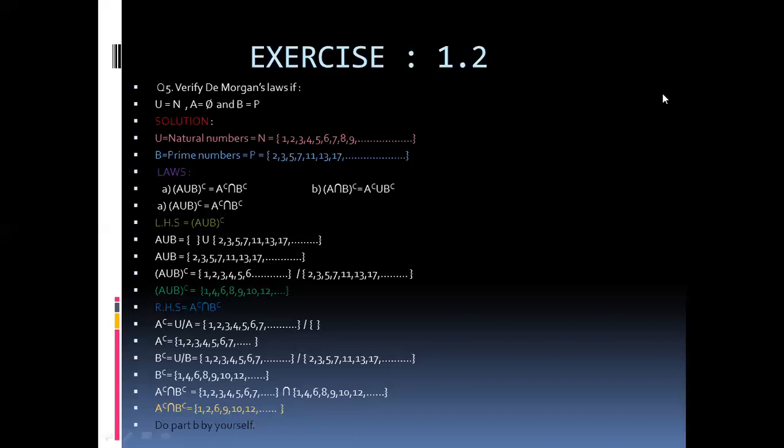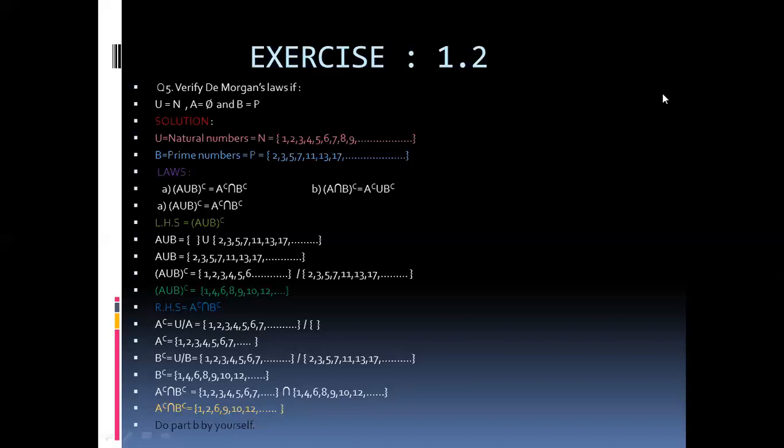A complement: I told you that you always take the difference from the universal set. U minus A, where U is the set of natural numbers, minus null, so the answer will be the universal set. Then B complement, U minus B: the universal set's difference with the prime numbers. Again our answer is 1, 4, 6, 8, 9, 10, the set of composite numbers.